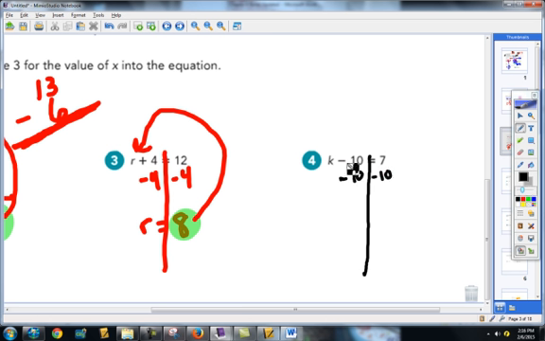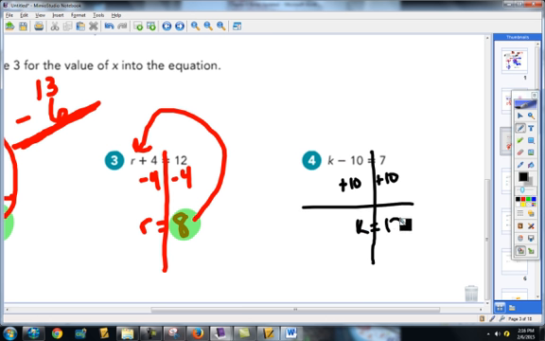You can't do that, because if you're already taking 10 away and then you take another 10 away, really what you're doing is K minus 20. You're taking 20 from K because you just took 10 twice from K. So remember, you have to do the inverse of whatever's happening, which is adding 10 and adding 10. That's going to give you K equaling 17.